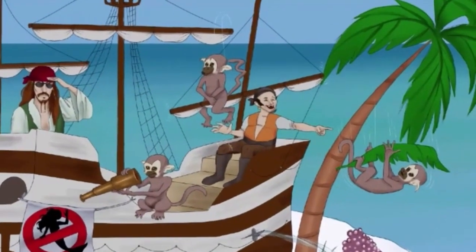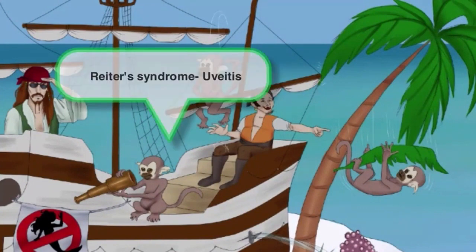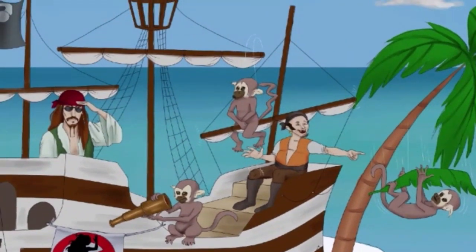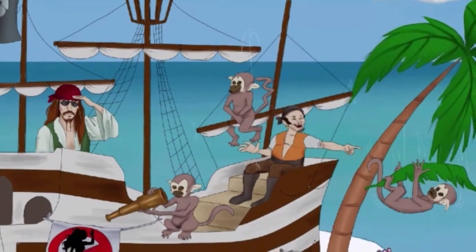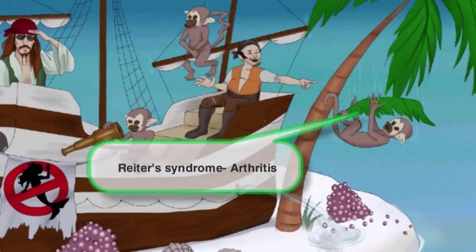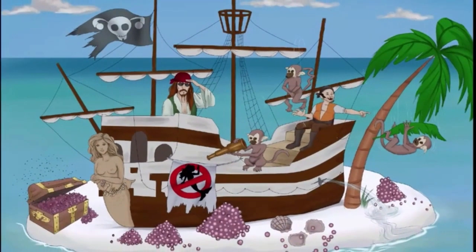The first monkey is holding the telescope backwards, and he can't see through it, and that's because of uveitis. The monkey landing awkwardly on this bar can't pee, and this is because of urethritis. And the monkey struggling to climb this tree and now falling has arthritis. So can't see, can't pee, can't climb a tree is a common mnemonic for Reiter's syndrome, and we've included it all in this drawing.